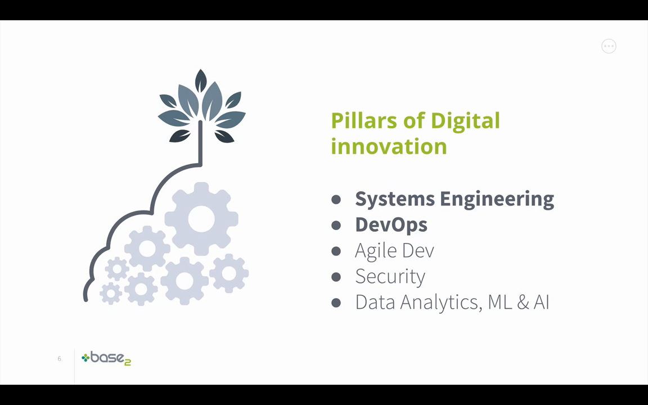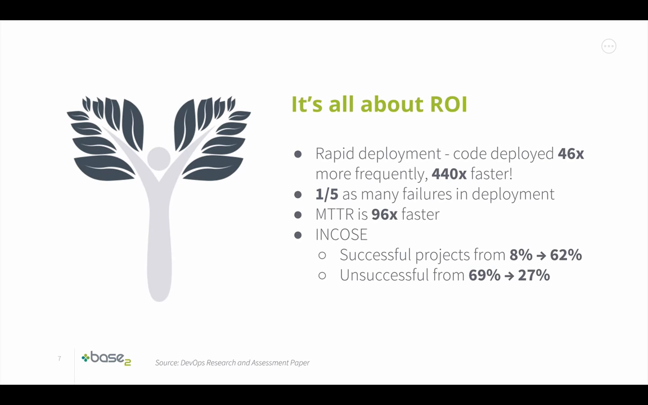Let's talk a little bit about what we call the pillars of digital innovation, of which there are 5, and these happen to be areas that Base2 specialize in. So systems engineering and DevOps are the 2 that we'll spend the most time on today. Agile software development, security, and data analytics, machine learning, and AI are the other 3.